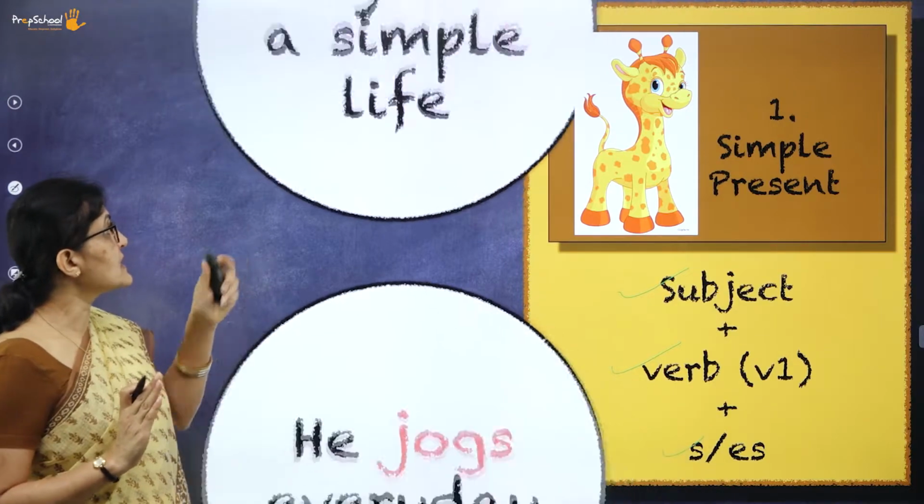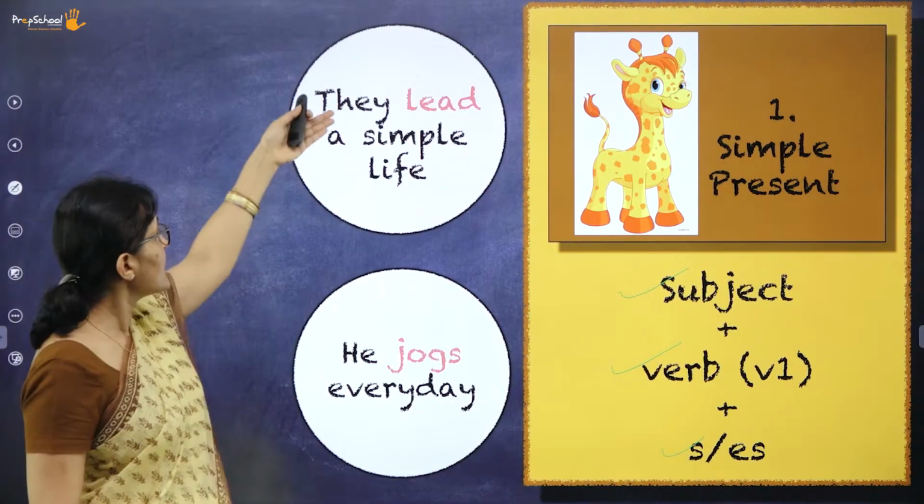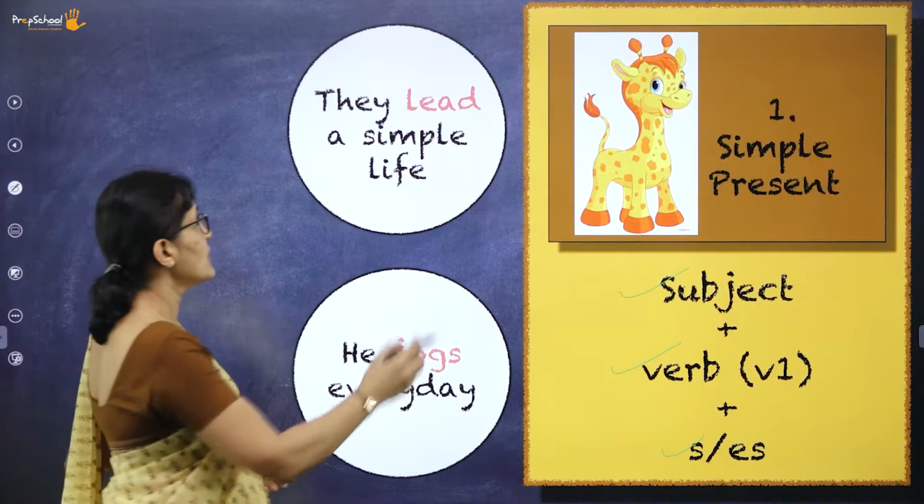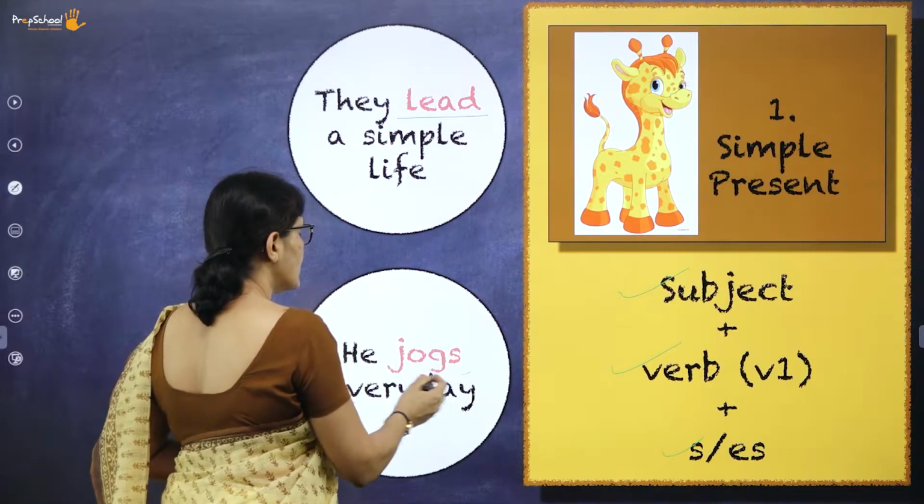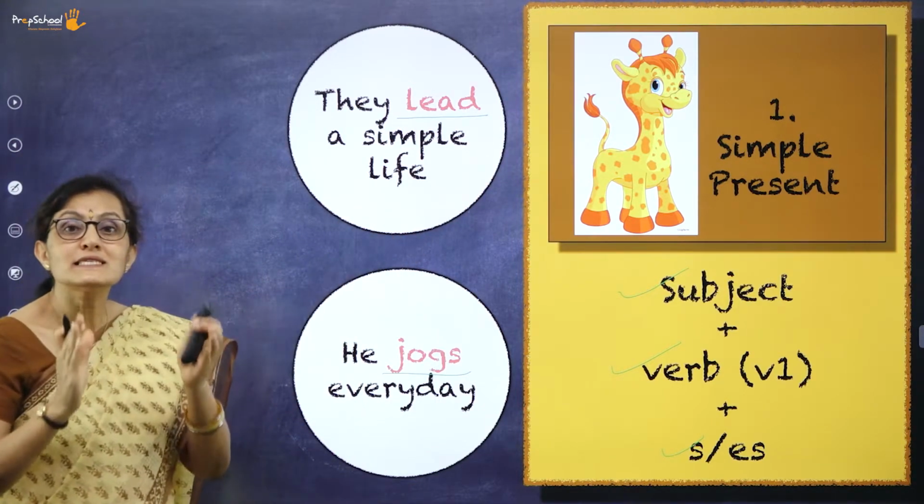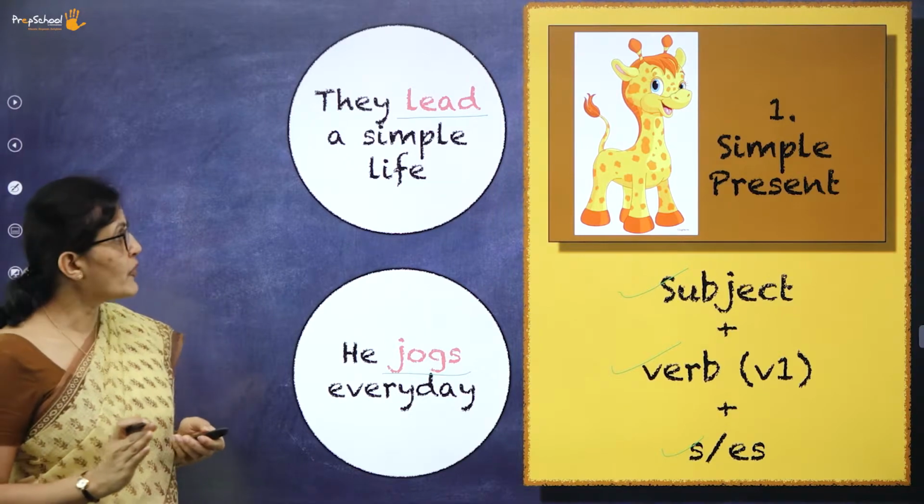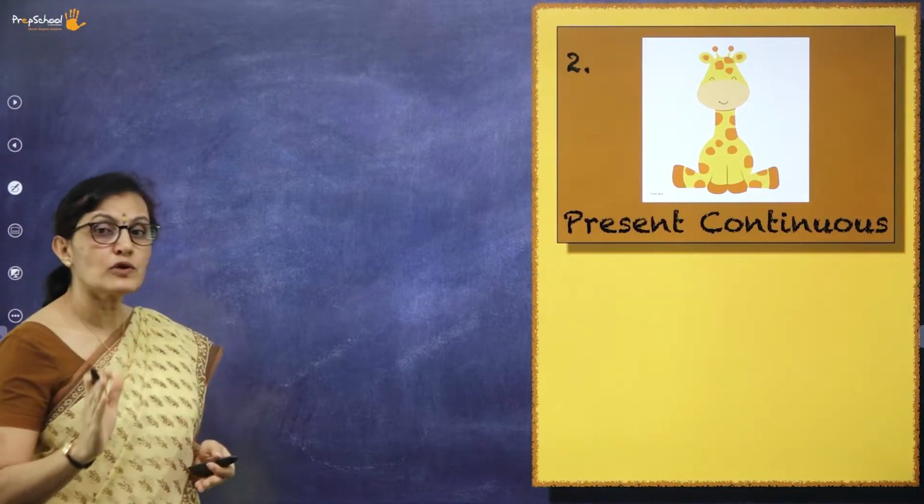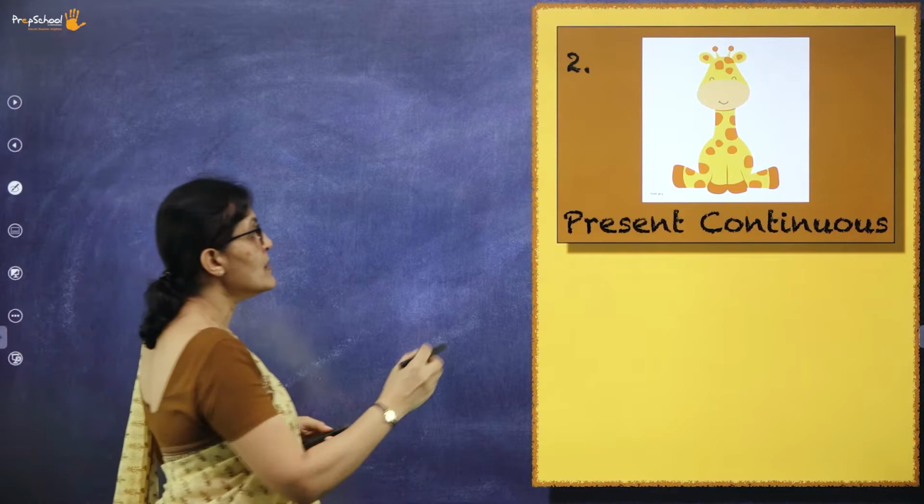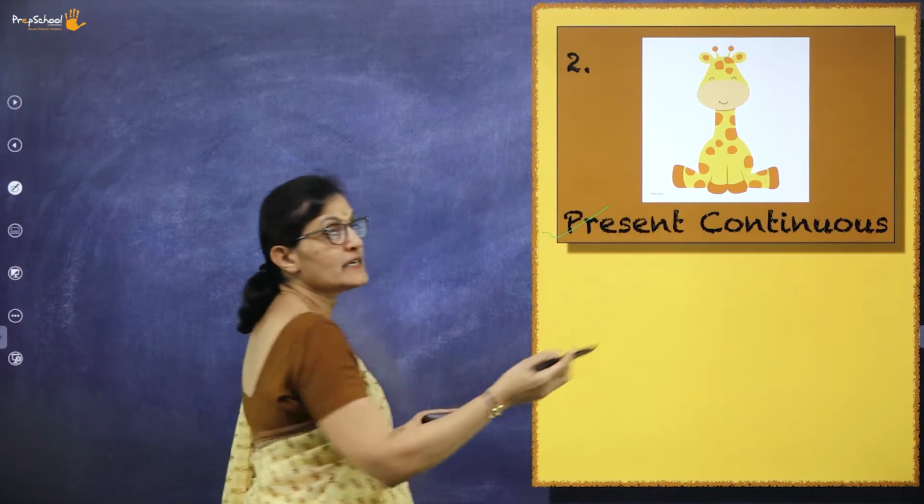Have a look at the example. You'll understand better. They lead a simple life. You see the tense here. So, this is your simple present. Moving forward to the second one. What is your second one? It is your present continuous tense.